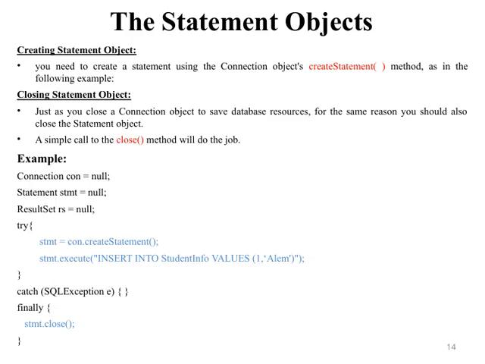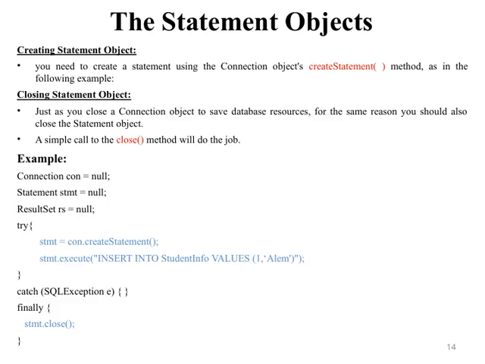When you're working with a database, you need to create a statement to execute your SQL queries. To do this, you use the createStatement method of the connection object, like I've shown in this example. It's pretty straightforward. Once you have your connection, you call createStatement and store it in a statement variable.